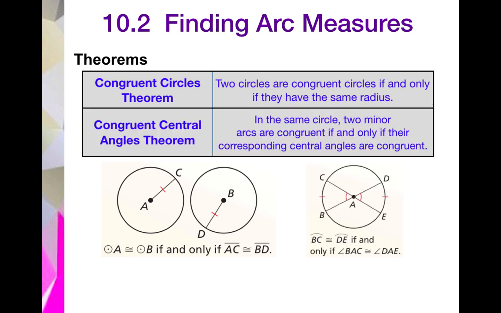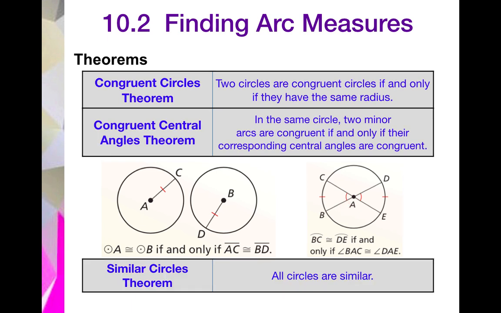We also have the congruent central angles theorem. In the same circle, two minor arcs are congruent if and only if their corresponding central angles are congruent. So if the central angle here and the central angle here are congruent, then I know this arc and this arc are going to be congruent to each other. Likewise, if I know that this arc and this arc are congruent arcs, then I know their central angles are also congruent. And then we have the similar circles theorem, and that just says that all circles are going to be similar.